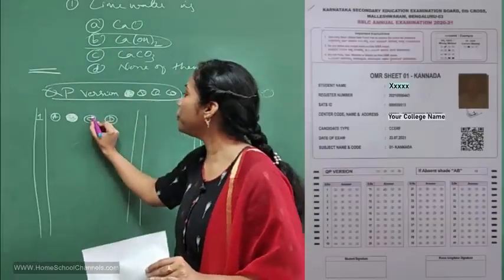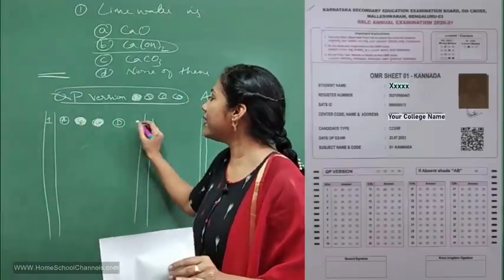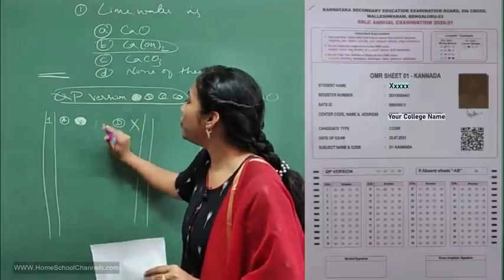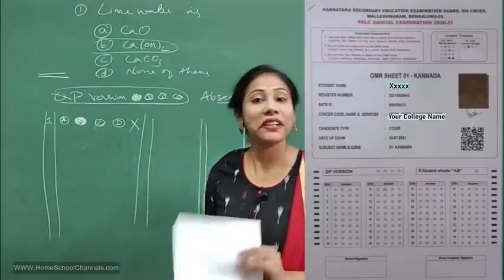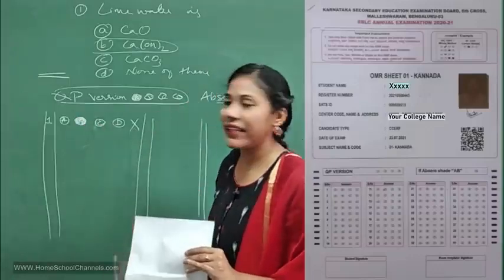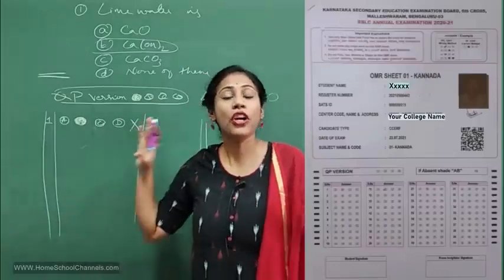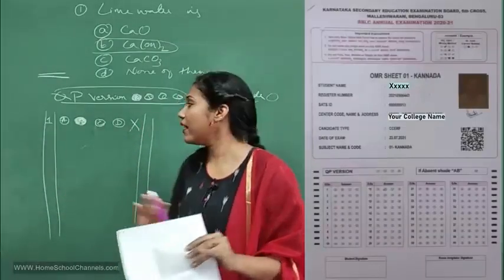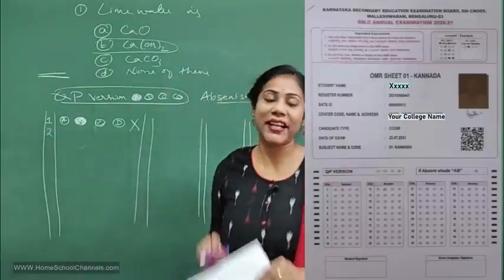If you shade both the circles, then it is considered as wrong. So you have to shade only one particular circle. Clear, everyone? So this is very, very important. More than one circle, you are not supposed to shade. Only one circle you have to shade. Clear? So this is how you have to shade all the questions properly.